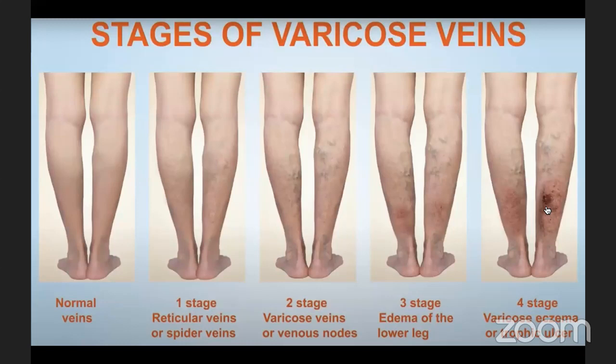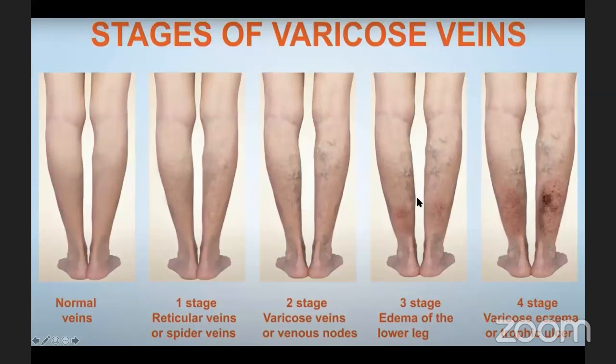Stages of varicose veins: we've got the normal one here. It's quite clear and smooth. Stage 1 with the spider veins, so you could notice a spider vein in there. Stage 2 with the nodes and bulgy nodes alongside the spider veins, and they start to discolor the skin in there.